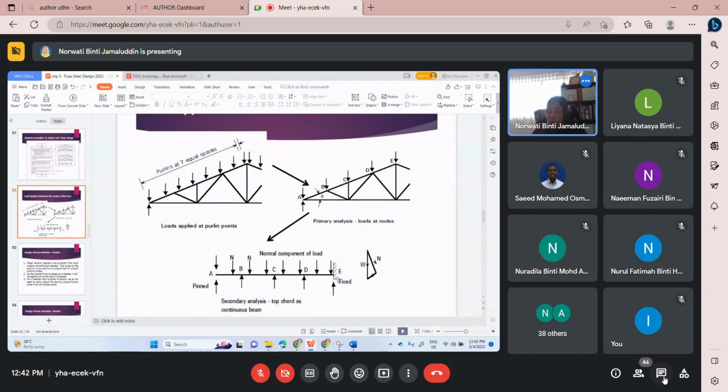And then I said this one is assumed as fixed. Why? You need to assume it as fixed because you do not consider the whole length of the rafter. When you cut something, assume that as a fixed connection. Okay, that's all.